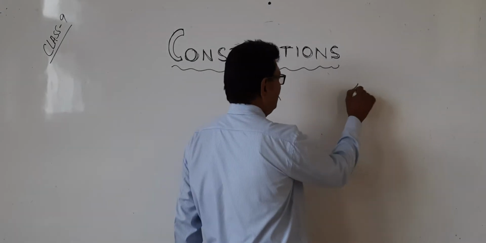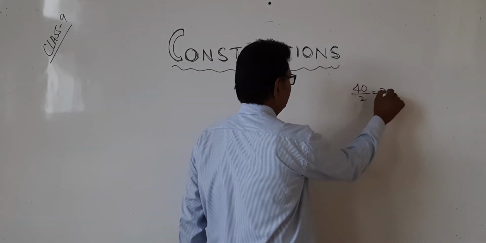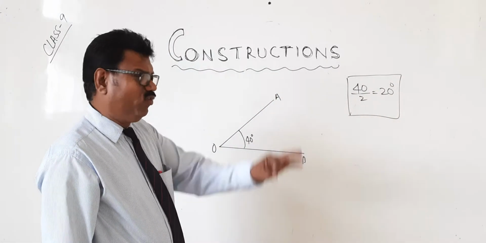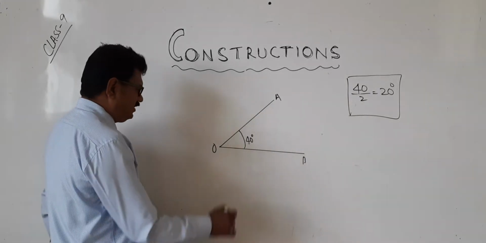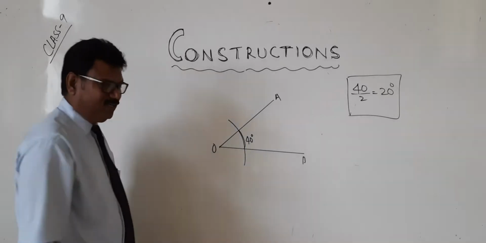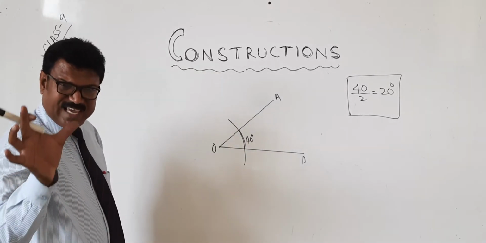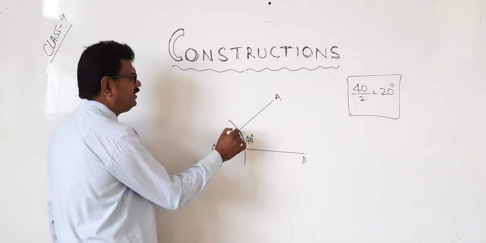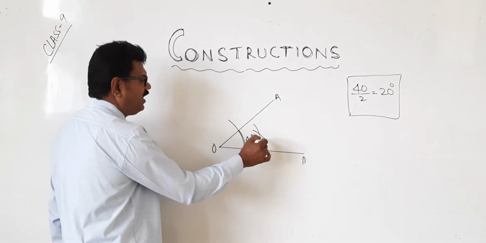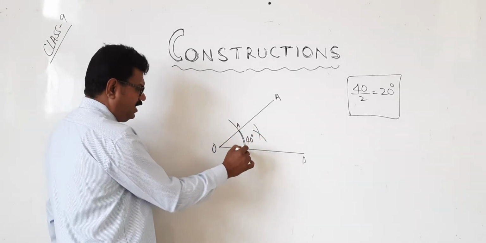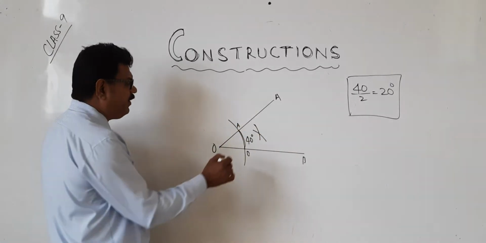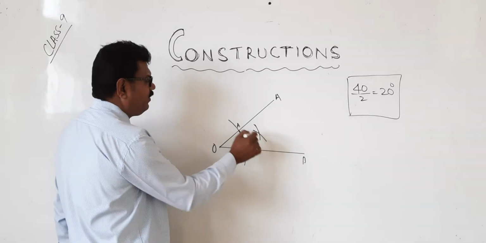Angular bisector means what? 40 divided by 2. How much is it? Yes, 20 degrees. Very, very simple. See, for example, take one arc. How many centimeters you want? Draw an arc like this. With the same compass, keep one end here. Draw an arc like this and repeat the same thing from here. First, keep on A and draw an arc. Afterwards, repeat the same thing keeping on B.